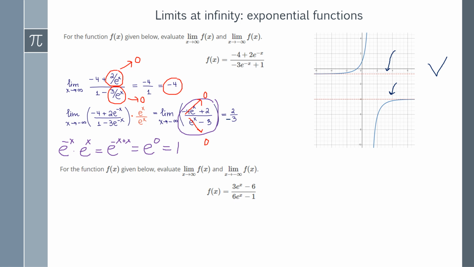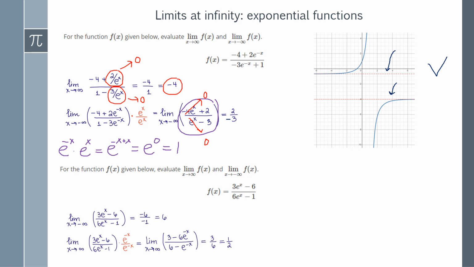Okay, last problem for today's lecture. Here we're asked to compute the limit as x goes to positive and negative infinity of the following exponential function: (3e to the x minus 6) in the numerator, (6e to the x minus 1) in the denominator. The approach will be very similar. So here is the solution.